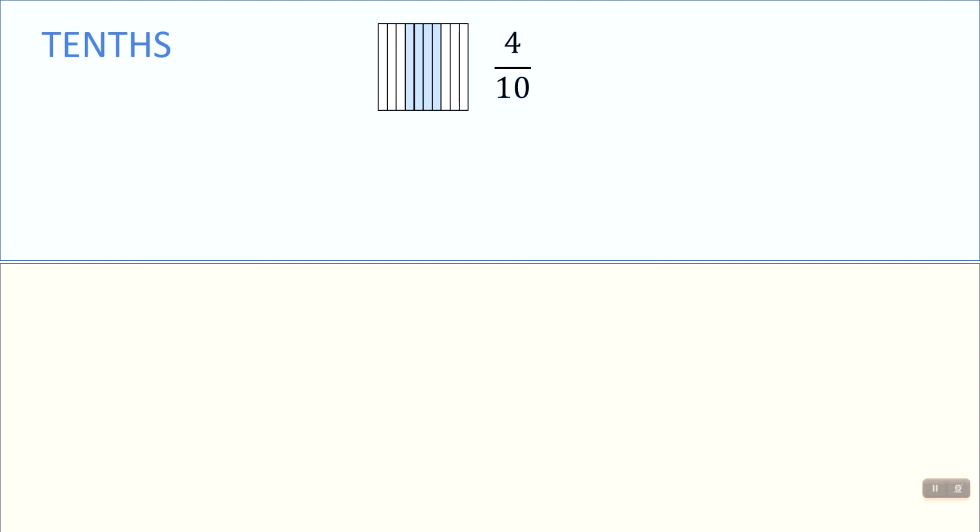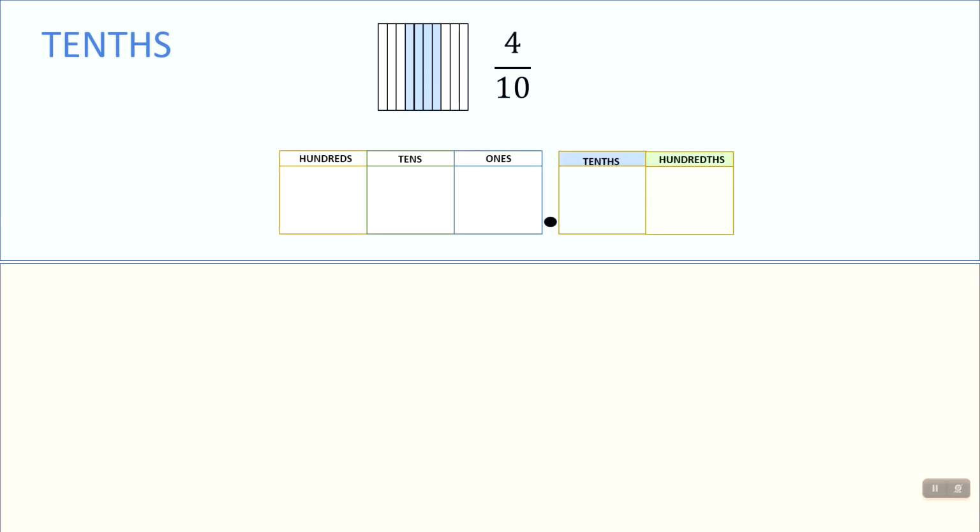To recap, let's look at tenths. If we have 10 strips or 10 parts, and 4 of them are shaded out of the 10, we know we can write this as a fraction as 4 out of 10, or 4 over 10, or 4 tenths. But to write this as a decimal, in our place value chart, we put the 4 in the tenths column, and we put a 0 in the ones column because we have not reached 1 whole yet. And so 4 tenths is 0.4.